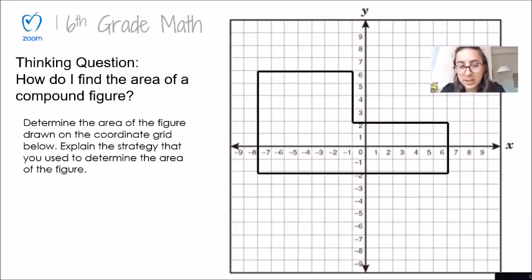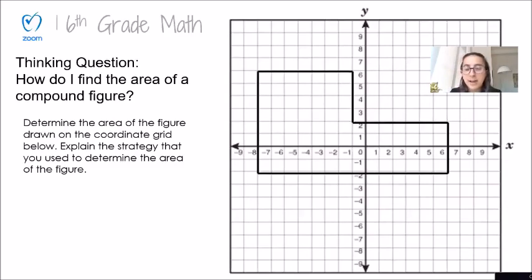Specifically, we're going to look at this question, which says, determine the area of the figure drawn on the coordinate grid. Explain the strategy that you use to determine the area. The first thing I look at when I see this shape is this does not look like a shape I know how to find the area of. This is not a rectangle, it's not a square, it's not a triangle, a trapezoid, or a parallelogram. So I need to do something different in order to find the area of this figure.